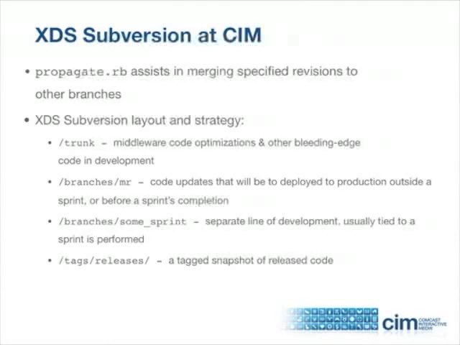maintenance release code updates that are deployed to production outside of a sprint or before a sprint's completion. And then we have quite a few branches tied to a specific sprint. Tags in XDS. Tags are where we store snapshots of our releases. And again, we shouldn't edit the code in tags.